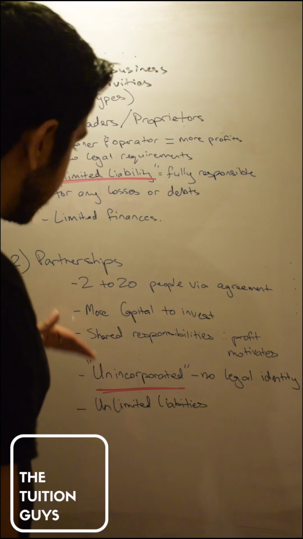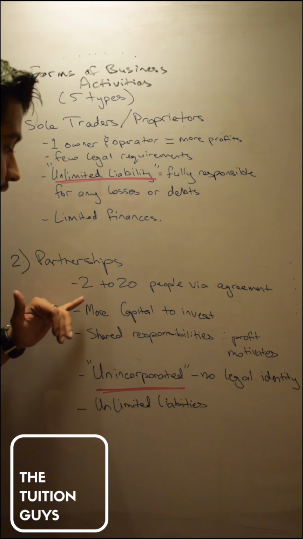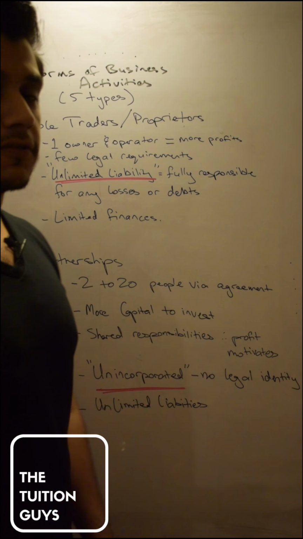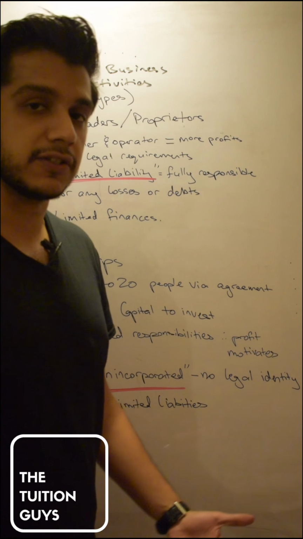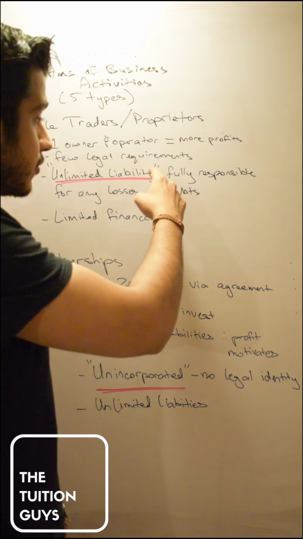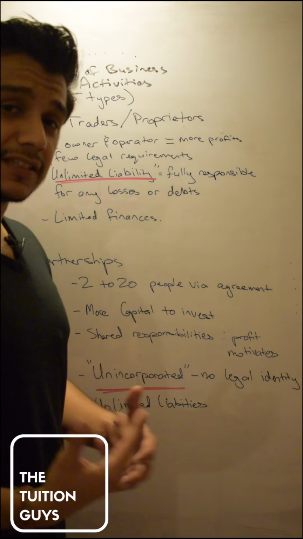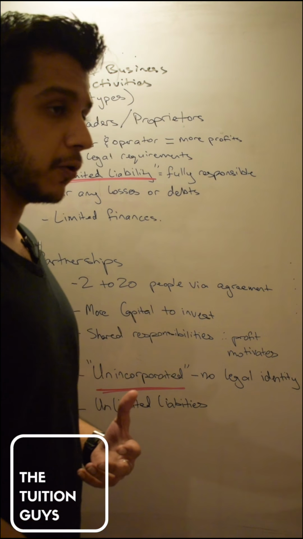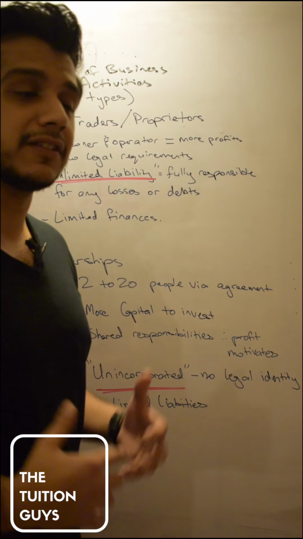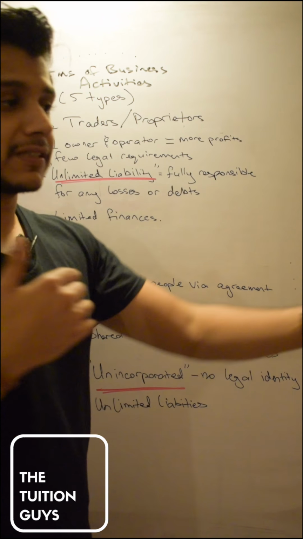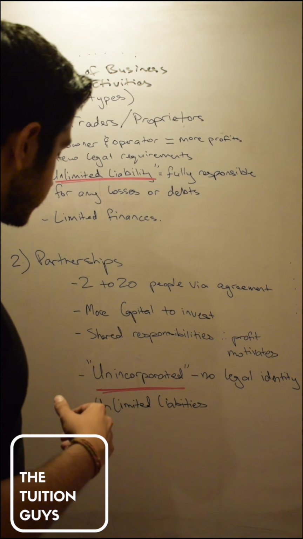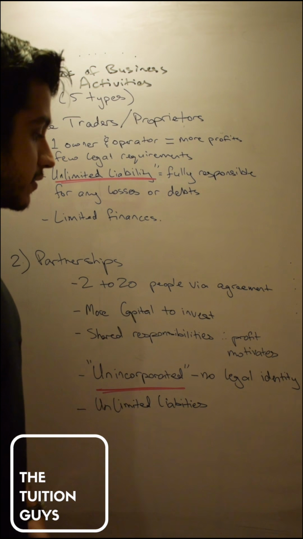After that, they have more capital to invest because to be in a partnership, obviously you're going to cough up some cash as well. That means more than what a sole trader might have. This also makes it easier to get a loan from a bank or from a buddy, because there's more credibility, there are more people involved, and there's a larger network of people to approach. After that, they have shared responsibilities.